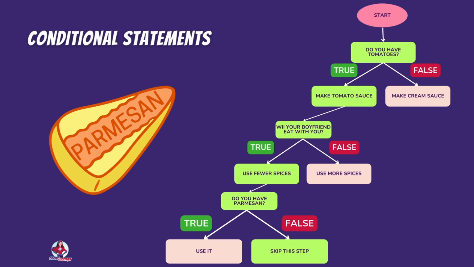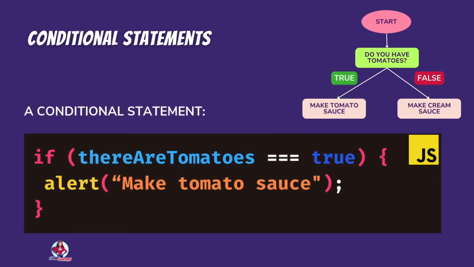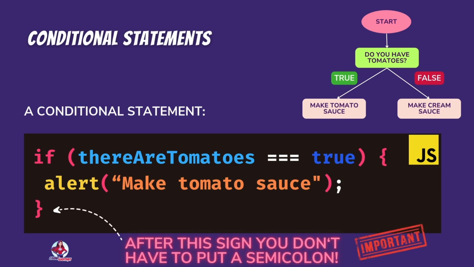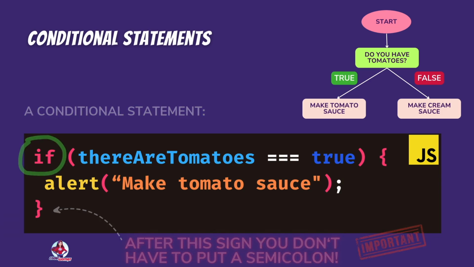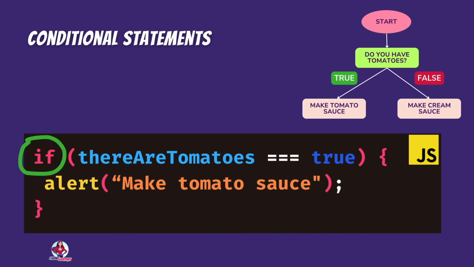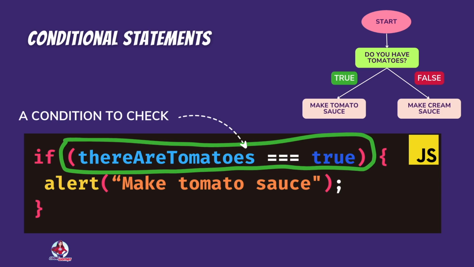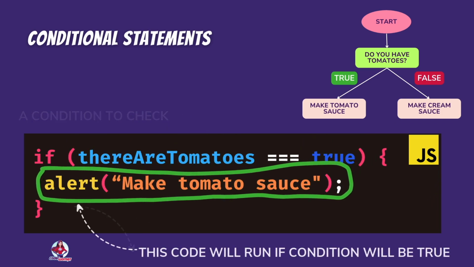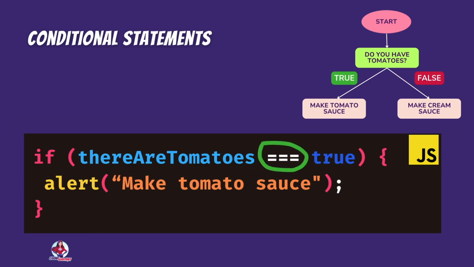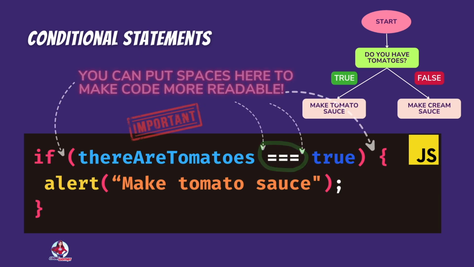Now, how would you write this in JavaScript? For the tomato sauce part, you first check for tomatoes. If you have them, you can make tomato sauce. Here's how it might look in JavaScript. This is what we call a conditional statement. We start with the if word and then a condition inside parentheses. Next, inside the curly braces, you write some code to run if the condition is true. To check if something is true, we use three equal signs. We'll explore these comparison operators later in this lesson.